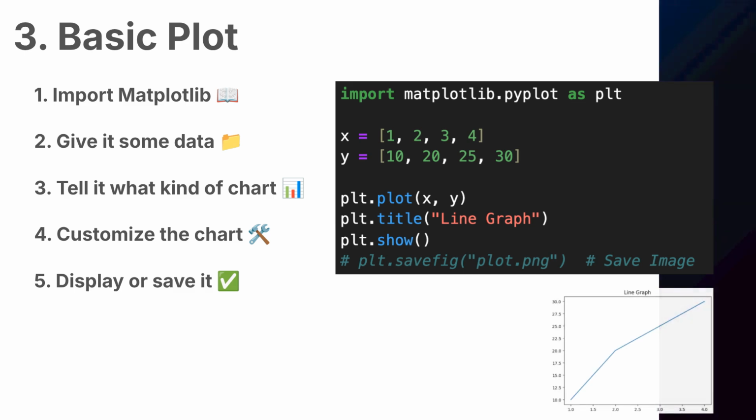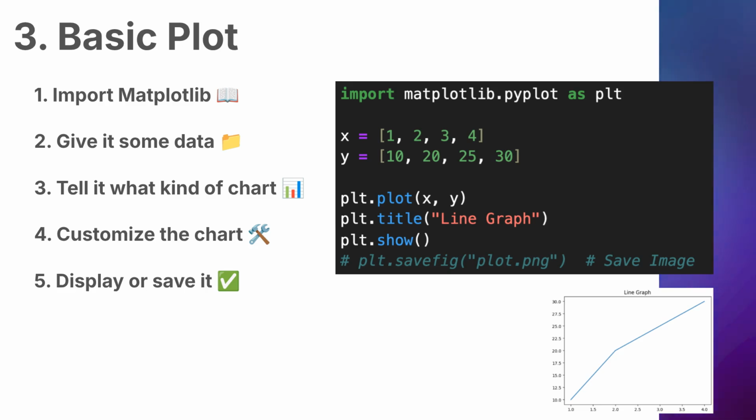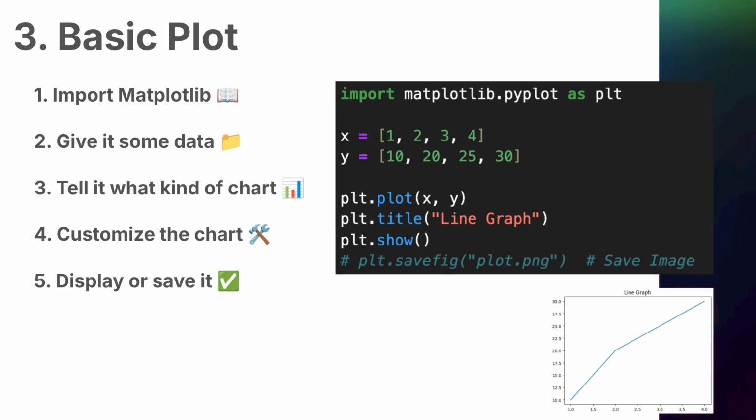Finally, display or save it. The show method displays the figure in a window or in a notebook. The savefig method allows you to save the current figure as a file. It supports PNG, JPEG, PDF, SVG, and more. So this is the basic flow of using Matplotlib. It's easy to use and very flexible.